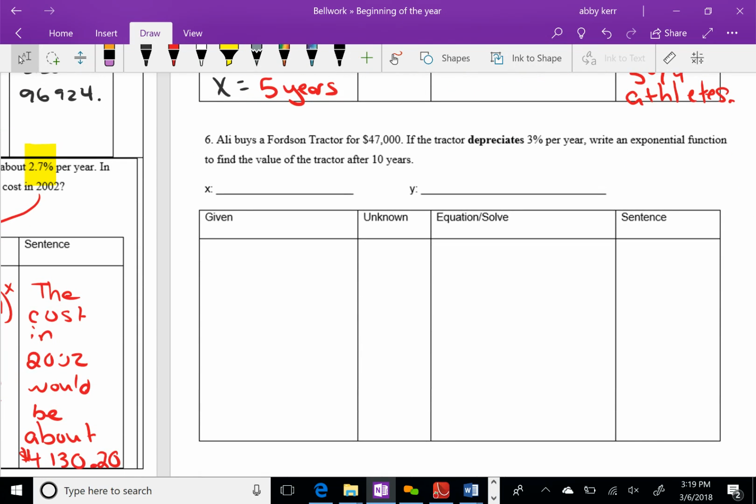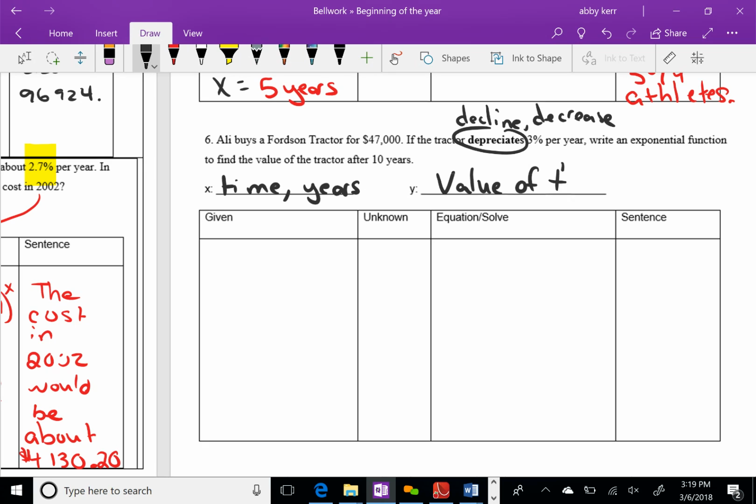All right, for number 6, it says Ali buys a Fordson tractor for $47,000 if the tractor depreciates. So that's a new vocab word. Depreciates means decline or decrease, 3% each year. Write an exponential function to find the value of the tractor after 10 years. So the x is still time, it is still years. Our Y value is the value of the tractor.